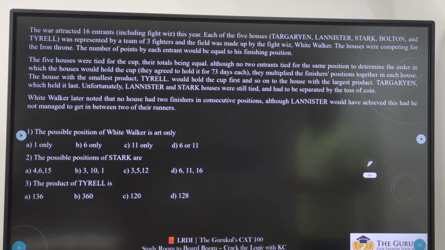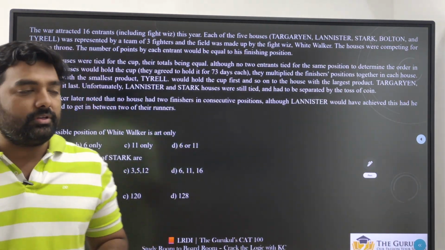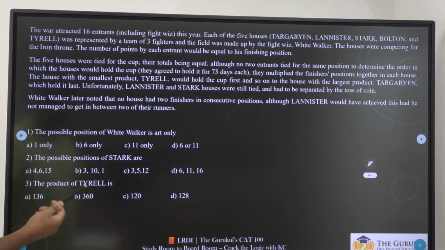So what are they talking about? The war attracted 16 entries this year. Each of the 5 houses was represented by a team of 3 fighters, and the field was made up by a fight with White Walker. The houses were competing for the Iron Throne. The number of points by each entrant would be equal to his fighting position, and some information is there followed with 3 questions. So we need to find out which person is having which rank. That will give us the order of winning and losing.